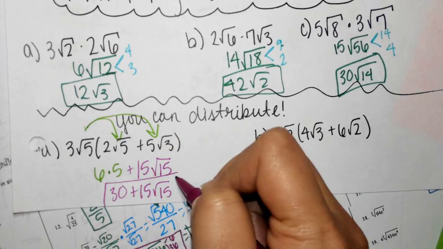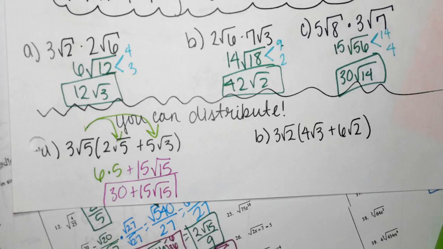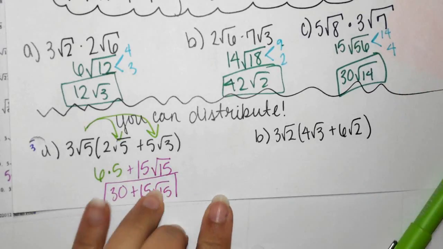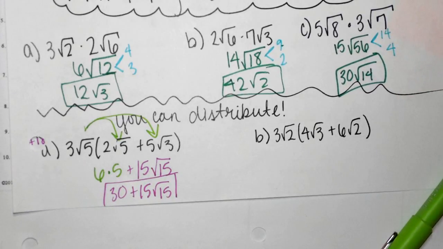Now, can I combine 30 and 15 root 15? No! 30 does not have a radical, so you cannot combine them. And we wrote at the top that you can only add or subtract when the expressions have the same radicands. Correct? And do those have the same radicands? No. Nope, so you cannot combine them.